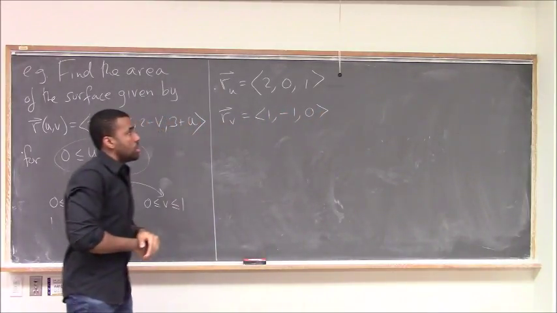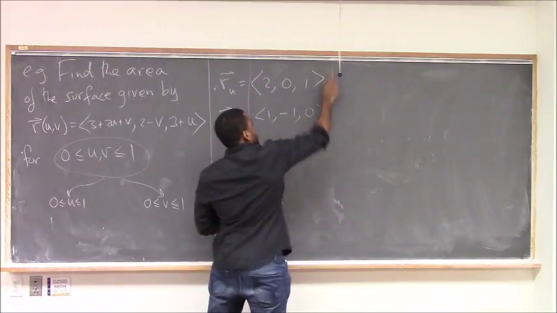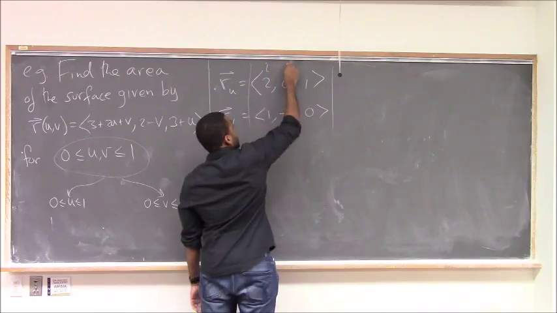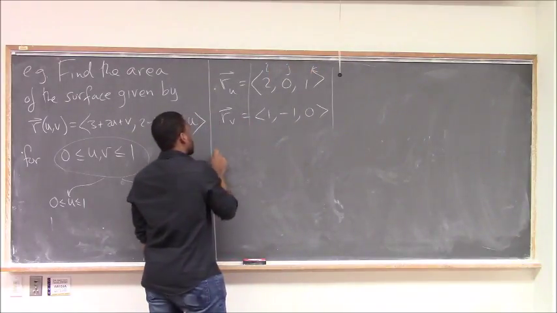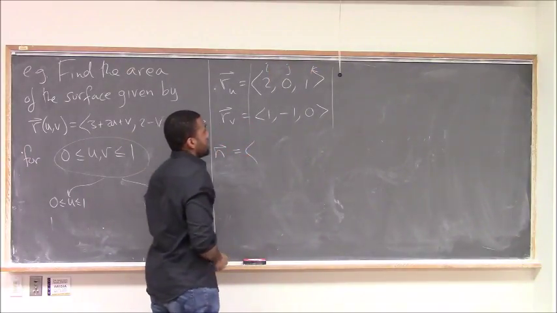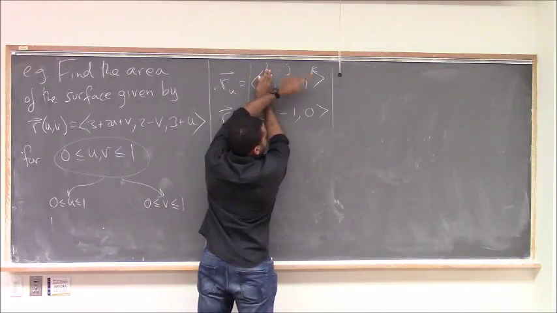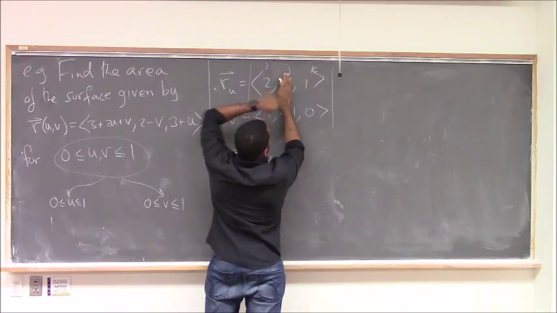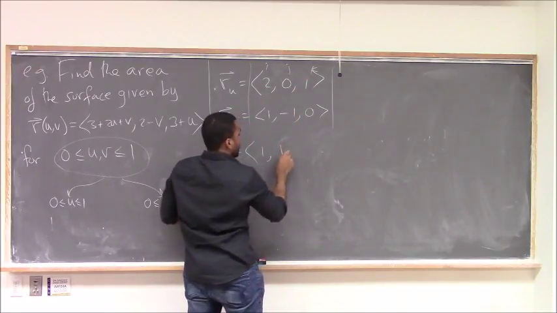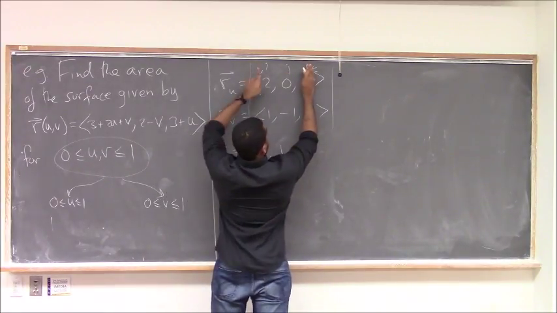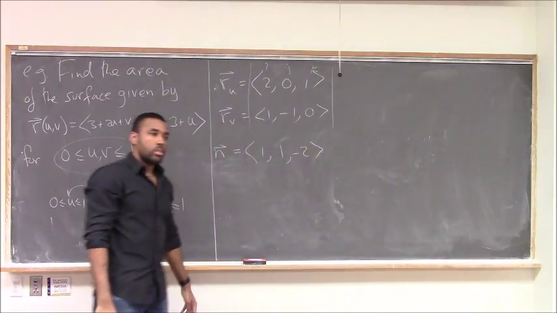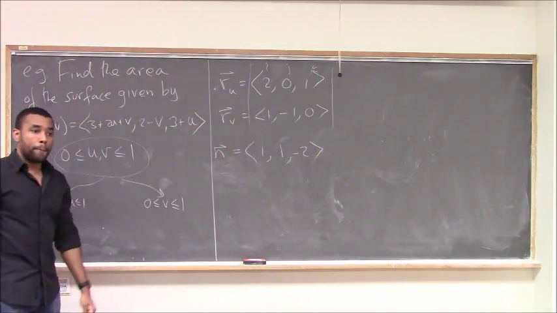And now what? You're going to cross product them. You can line them up this way to save yourself writing space. So that's your i, j, k. And so this would mean that your normal vector is given by 0 plus 1, comma, 0 minus 1, but you take a negative of that, comma, minus 2, 0. So that's your normal vector. Now what?